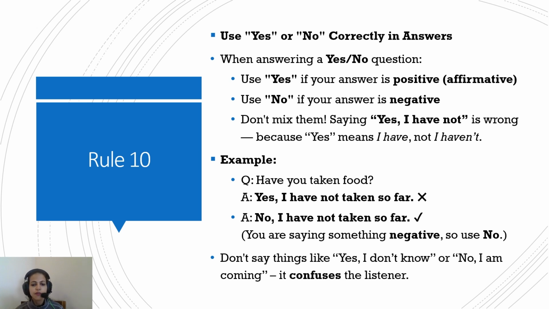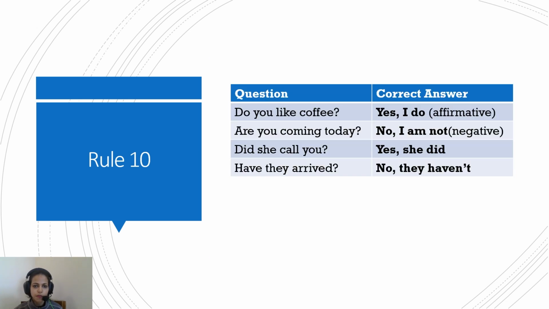So if somebody asks, have you taken food? You say yes, or you say no, I have not taken so far. Saying yes, I have not taken is wrong because yes and no should not go together. We have talked about positive and negative; that's a different thing. Here we're talking about these two specific words, yes and no, because that obviously confuses the listener. So don't say things like yes, I don't know, or no, I am coming. It's very confusing and obviously grammatically incorrect.